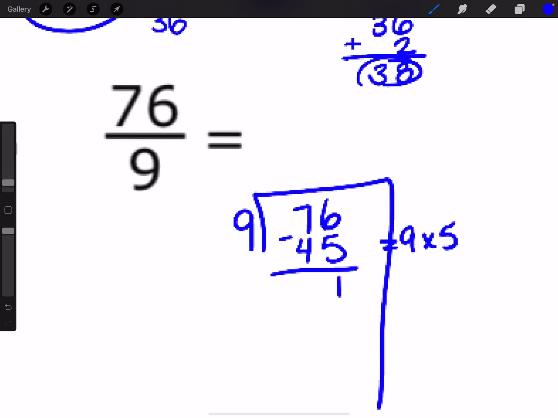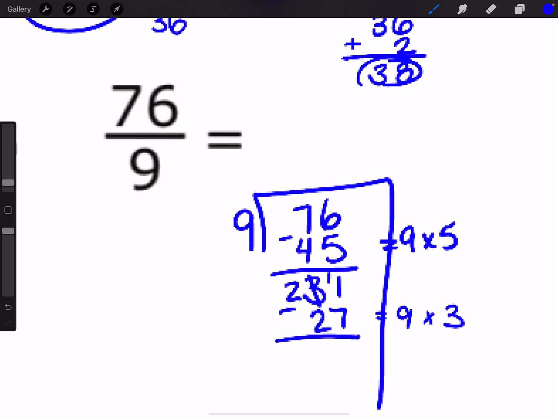And there will be 6 take away 5 is 1. 7 take away 4 is 3. Okay, so we got to keep going. What is the highest number I can take out of 31 using 9s? So I know I have 9, 18, 27, 36. 36 is too high, so I got to do 27, which is 9 times 3.